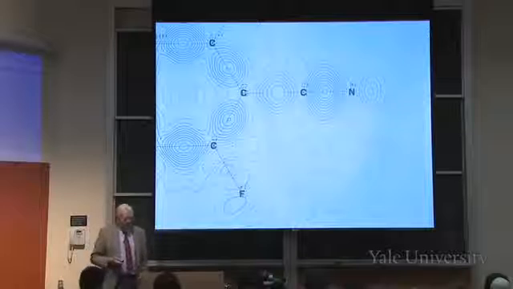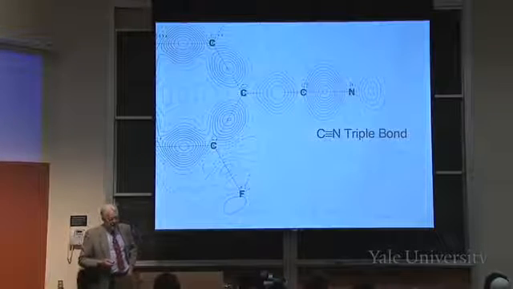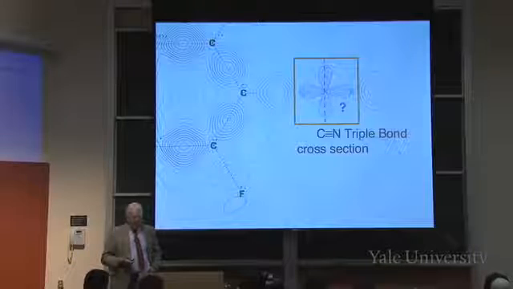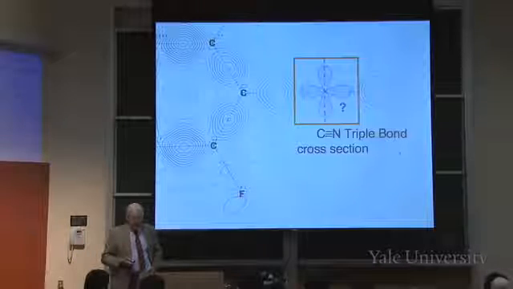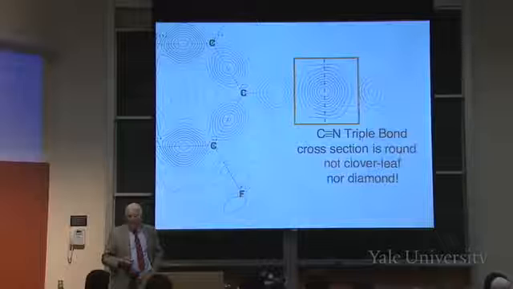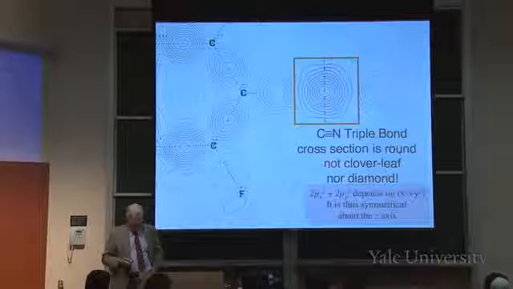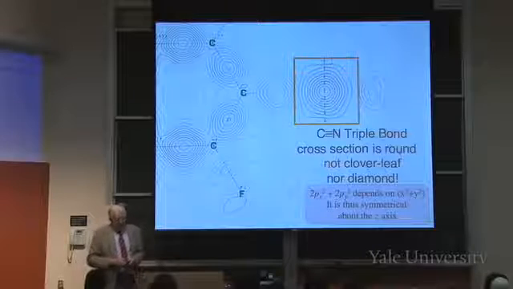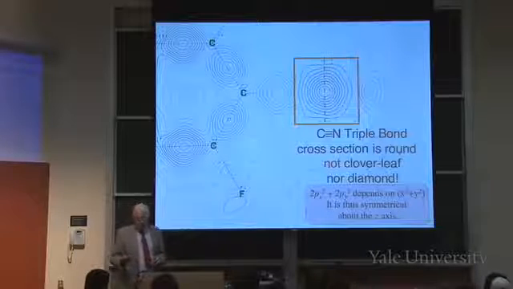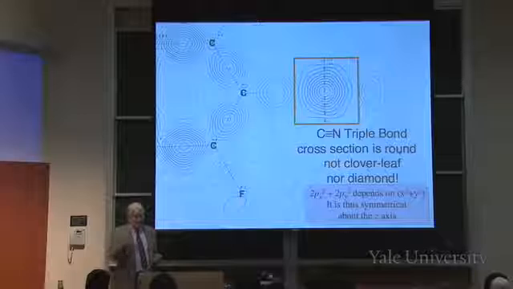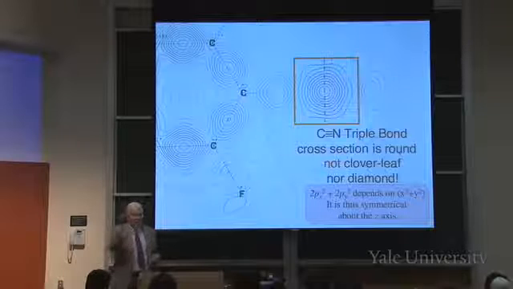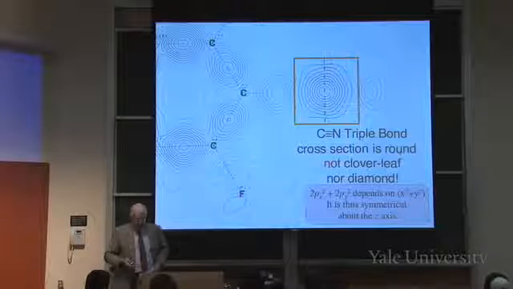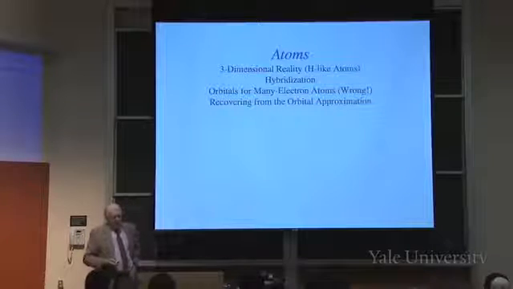Or this problem we had before of looking at the cross-section of the CN triple bond, where we sliced it and turned it and thought it might look like a clover leaf or maybe some kind of diamond shape, but in fact it's round. Why? Because 2px squared plus 2py squared depends on x squared plus y squared, which is r squared in 2 dimensions, right? So it's cylindrical, it doesn't depend on the angle around the bond axis. Okay, so this is what we've seen.